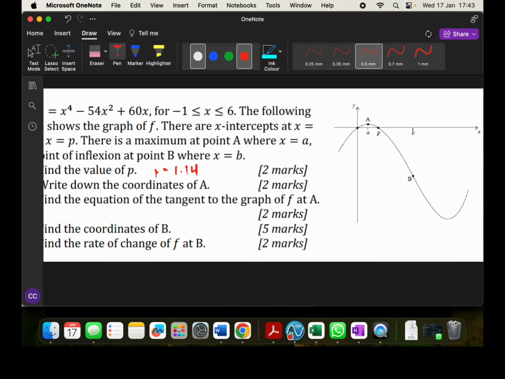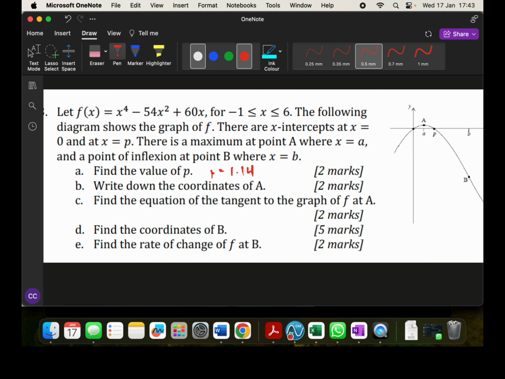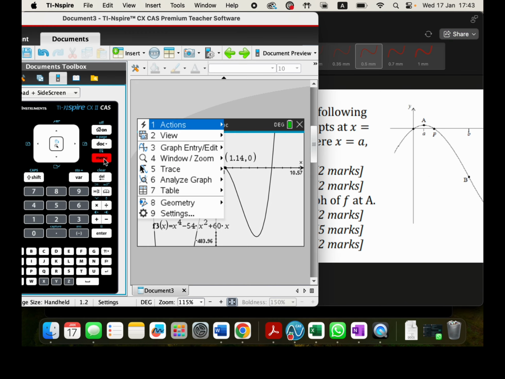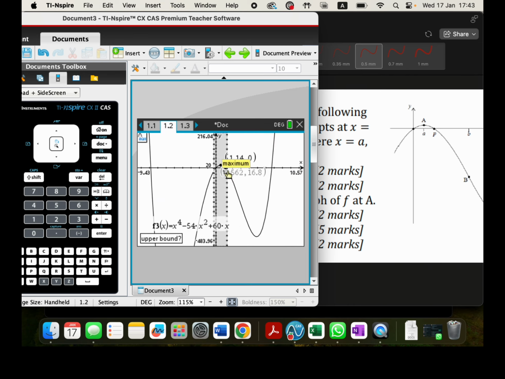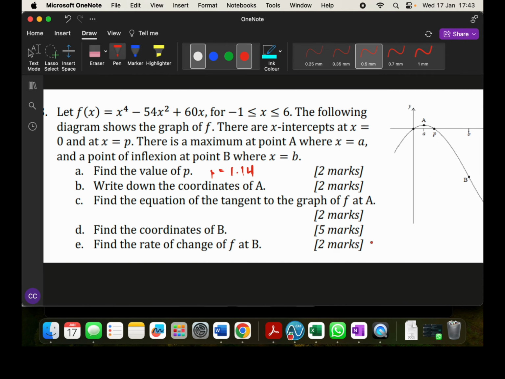The next thing, it wants to know where the maximum point is. Well, the maximum point, again, this is a calculator question. Menu, analyze graph, maximum. So my maximum is at 0.562 and 16.8, A. I don't remember what that number was.